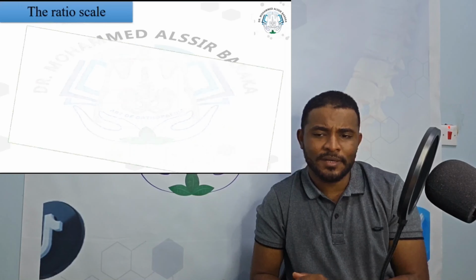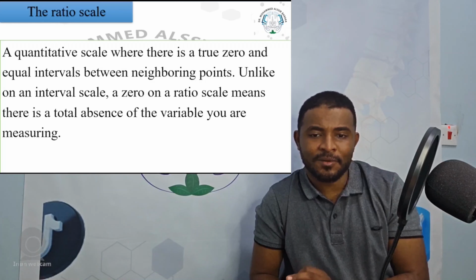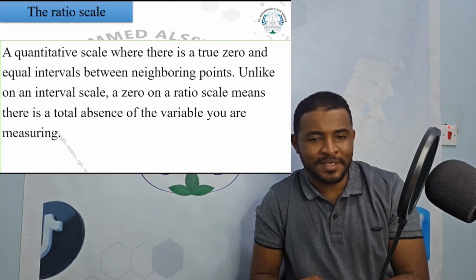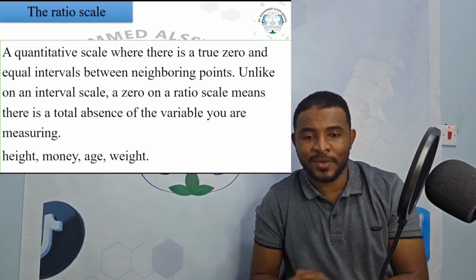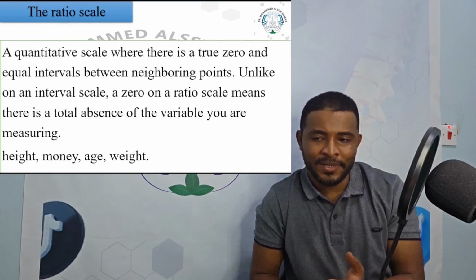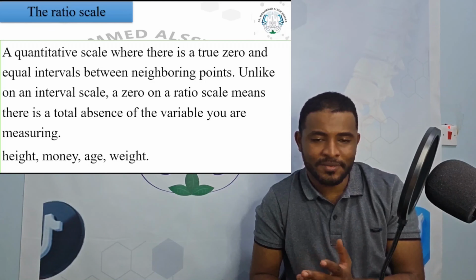What about the ratio scale? The ratio scale is a quantitative scale where there is a true zero and equal intervals between neighboring points. Unlike an interval scale, zero on a ratio scale means there is a total absence of the variable you are measuring. It's a clear point. For example, height, money, age, and weight. Age 0 is no age. Money 0 pounds, height 0 centimeters or inches, and weight.